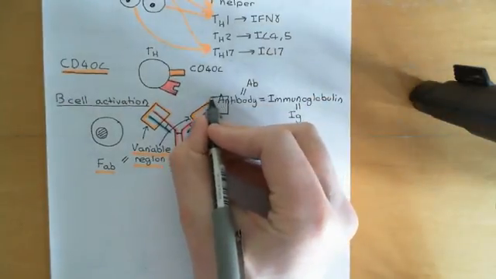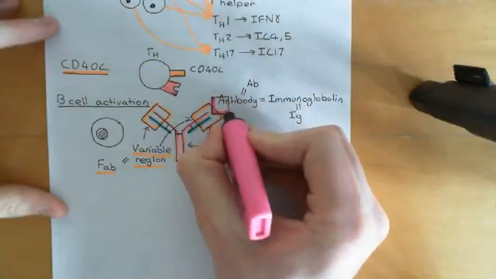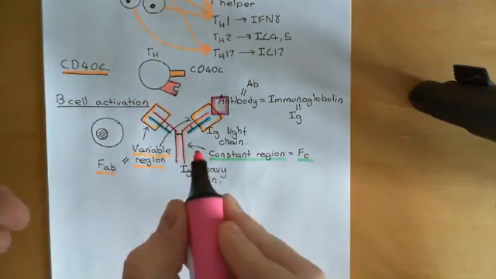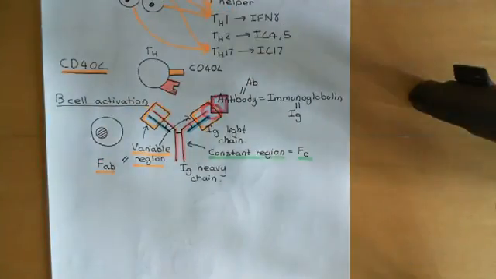So if we've got antigen purple here, and remember we were studying a specific epitope of antigen purple, basically there will be B cells which produce antibodies which are capable of binding to that specific epitope of antigen purple that we are interested in.